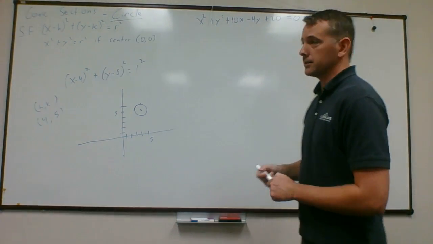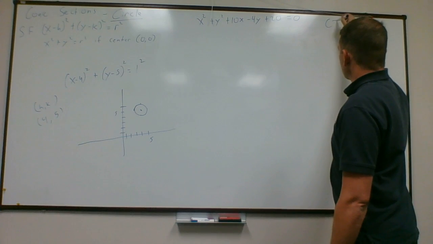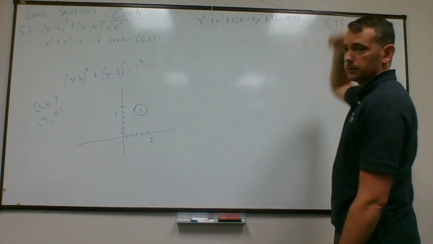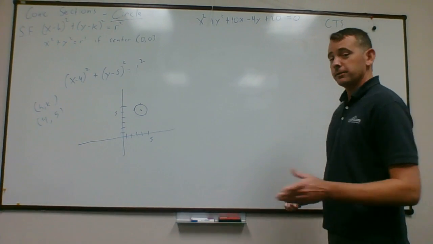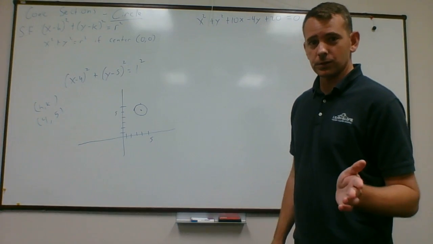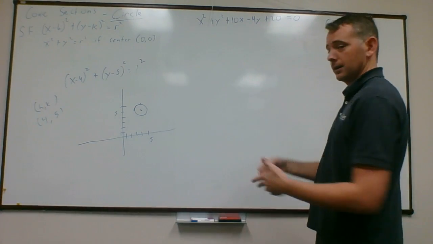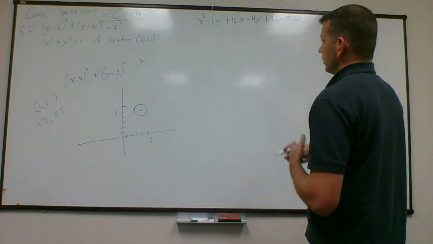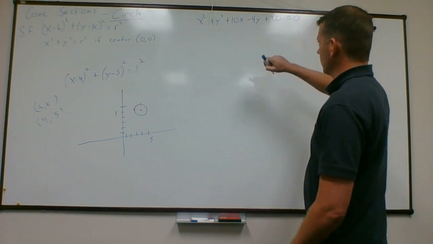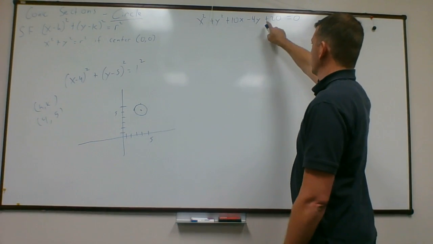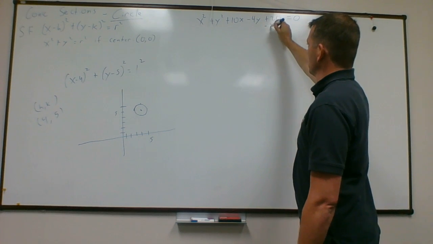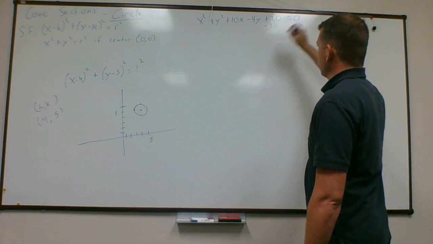we get to do CTS. Right, which remember from a previous video is complete the square. And I told you in that video that you use complete the square to change the form of an equation, and now we're actually going to do it. So step 1 for completing the square is to move our constant term. We only have one constant, it's 20. So I'm going to subtract that to the other side.